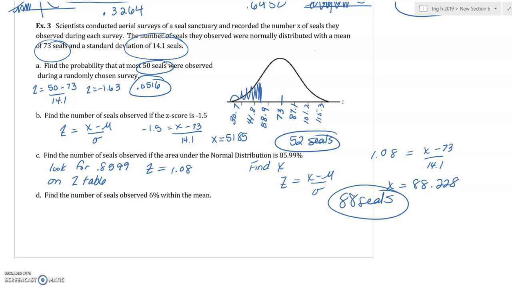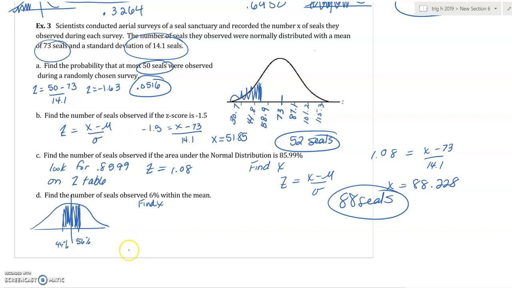Okay, so first it might help to understand what the question is asking. So if this is our normal distribution, they're saying find the number of seals. So we're trying to find x, the number of seals, that's the data, observed within 6% of the mean. So if this is our mean, within 6% would be between 56% and 44%.